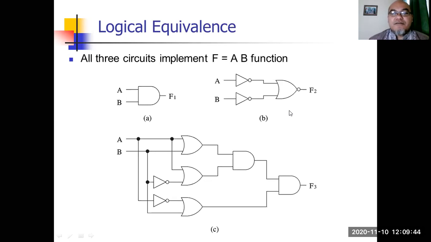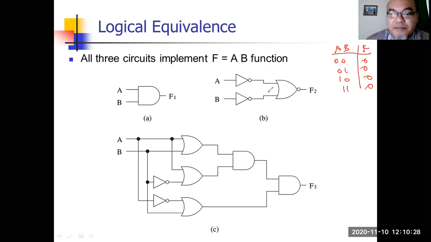So the logical equivalence: all three circuits shown in this slide implement F, the output equals the A and B function. A is of course the basic AND gate. So what is the truth table of A? If we have A, B as 0 0, it is 0; 0 1 is 0; 1 0 is 0; 1 1 is 1. So for A it's like that.